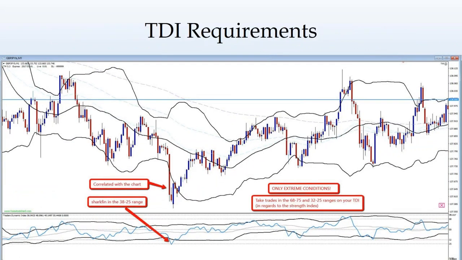TDI requirements. Now, let's just talk about that. I'm not sure if you guys can actually see my cursor, but if you can, I'm just going to use this because it's quicker. So, shark fins are something we call when the strength index breaks out of the Bollinger Bands. Okay, like this. What does it look like? It looks like a shark's dorsal fin rising up out of the water. So we call it shark fins, right?